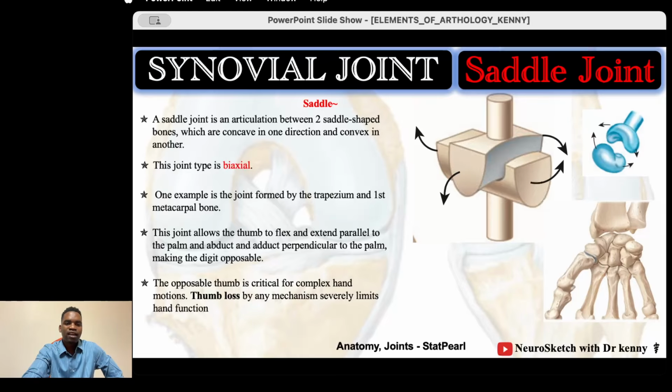So the opposable thumb is critical for complex hand motions. Loss of function by any mechanism severely limits the hand function, we know. So this bone, this saddle joint here, is actually what makes the movement of the thumb even possible.